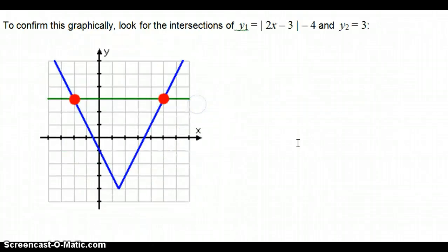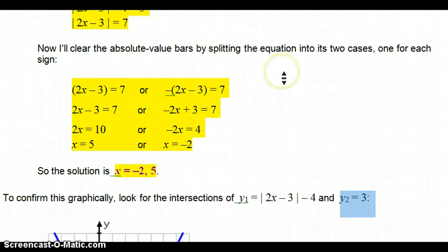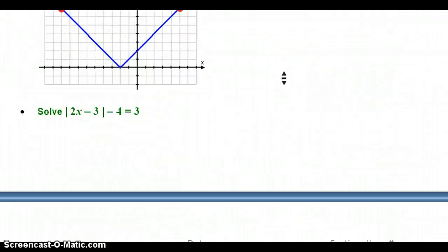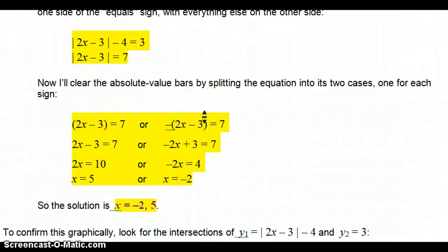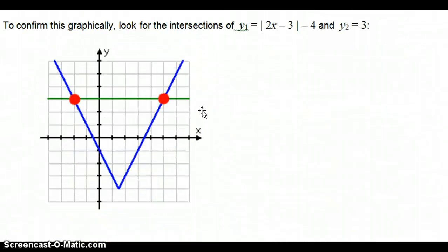To confirm this, you're again going to set your absolute value to the other side of the equation. So just think back in the beginning when it was solve. We could do it, solve for the absolute value of 2x minus 3 minus 4 equals 3. We could solve it this way, or we could solve it this way.